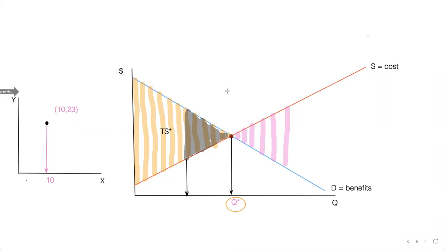And we call this the loss of total surplus. We're going to call this, it's an example of a deadweight loss. Okay.